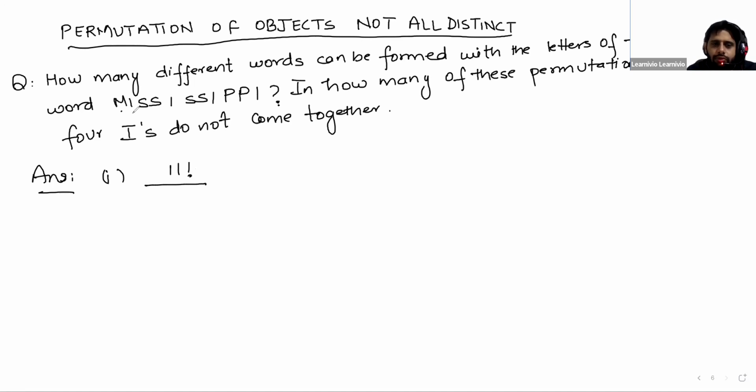After this, we will count which alphabets are repeating and how many times. So I is repeating 1, 2, 3, 4 times, 4 factorial. S is repeating 4 times, 4 factorial. And P is repeating 2 times, 2 factorial. So this is the answer, Tapan. You can solve this and you will get that.